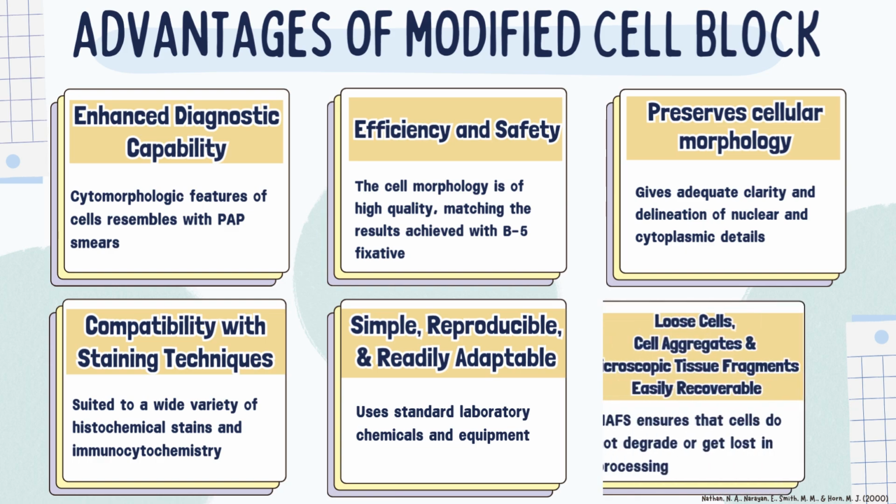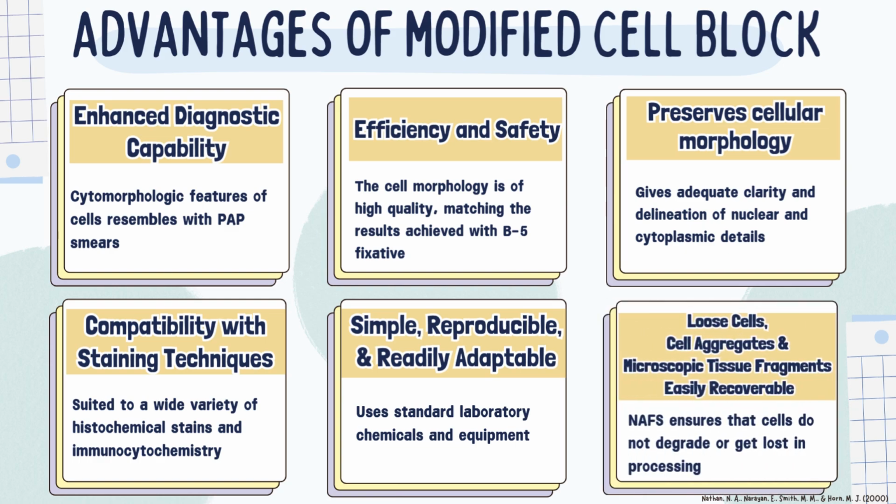Lastly, loose cells, cell aggregates, and microscopic tissue fragments are easily recoverable. The use of the Nathan alcohol formalin substitute ensures that cells do not degrade or get lost in processing, preserving their morphology for histologic examination.